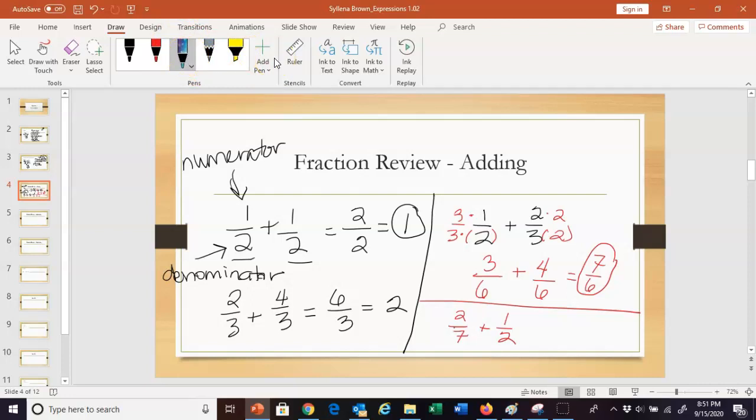Okay, so again, the easiest way is to just multiply each side by the other number.